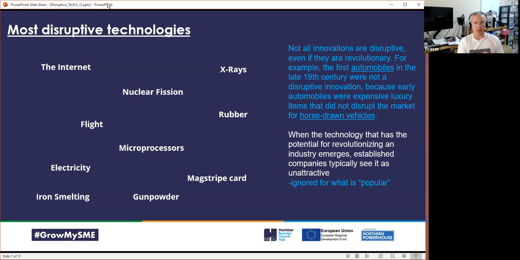Now, thinking about the previous slide where I said innovation needs to be inclusive, I guess the modern day example is something like the electric car. They've been around for a little bit, but the adoption rate is slow. And some of these technologies are getting effectively ignored for what's popular. So things become popular over time.